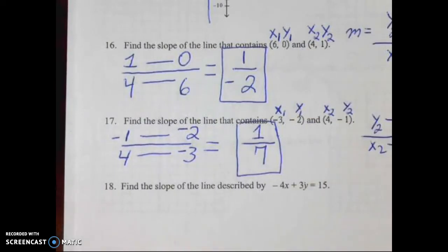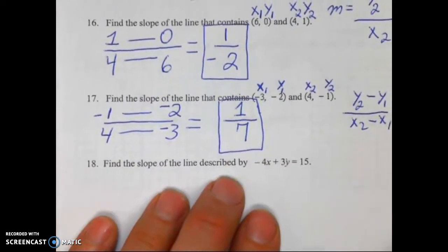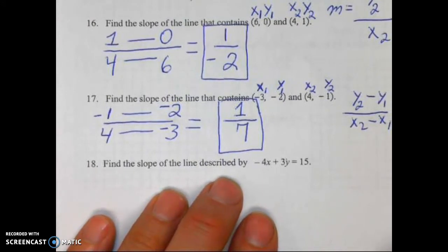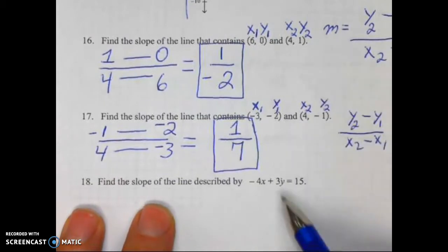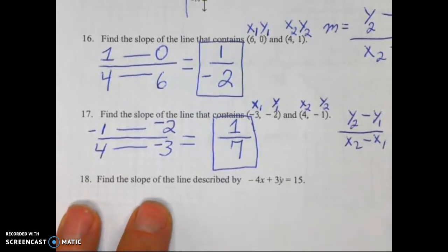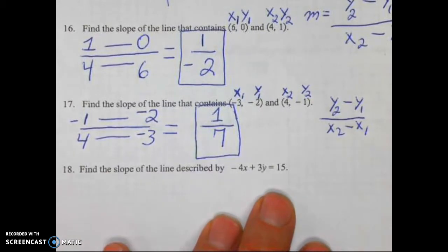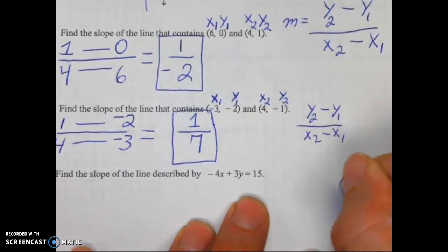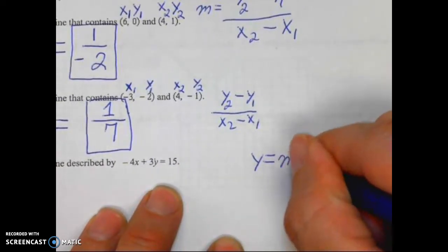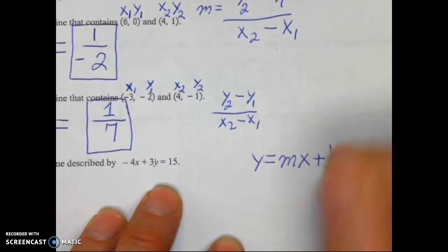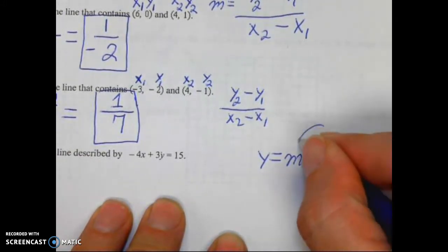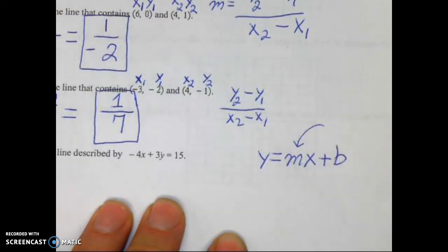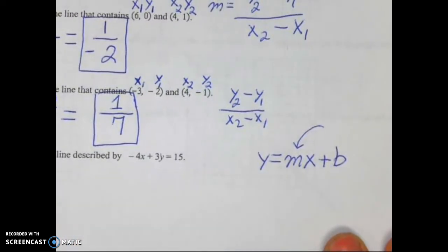Okay? And then, oh, hey, we have slope again, but this time we don't have 2 points. See? 2 points. We have a line. So I'm going to give you a little hint. Use y equals mx plus b. Okay? Because if you put it in this form, the number in front of x is your slope.